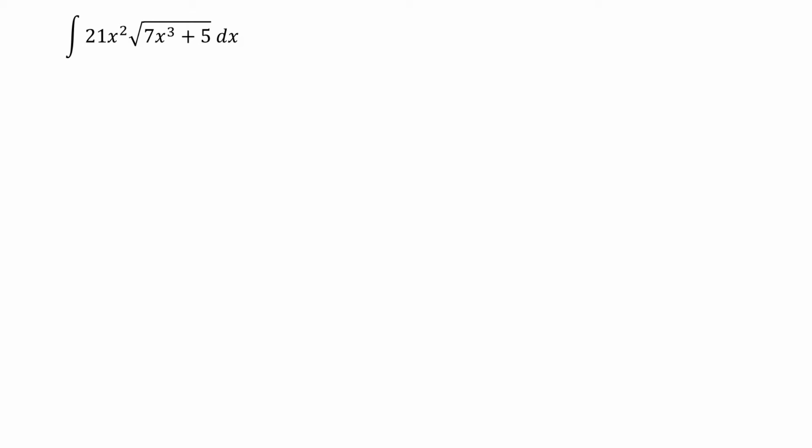First example, it looks like there's something inside a square root symbol, so I'm going to guess that my U is going to be that 7x to the third plus 5. Take the derivative, and let's see if the derivative matches up with anything in the integral. Sure enough, if I take the derivative, I get 21x squared. I see a 21x squared in the integral. So my hunch is I've successfully found my U.